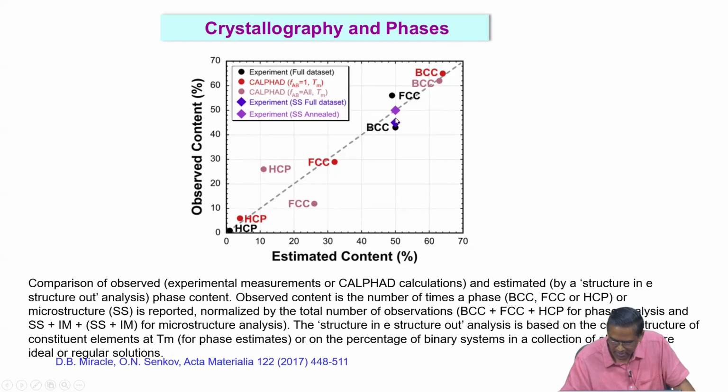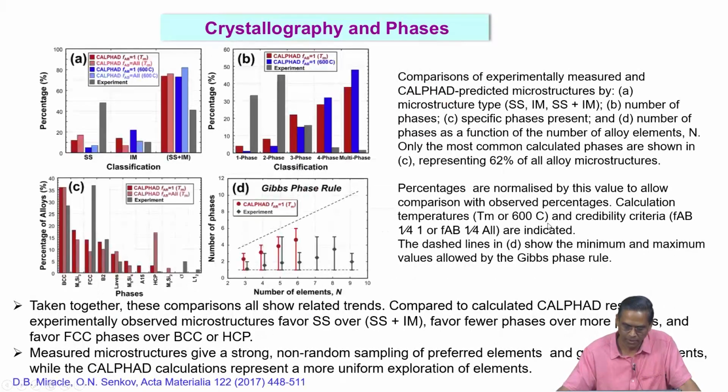This is my last slide, and we will stop here. What it summarizes is what we have looked at experimentally, what kind of microstructure it will form, and what CALPHAD predicts; they are all shown here. So what is that summary, what we are trying to get? These comparisons all show related trends. Compared to the calculated CALPHAD results, experimentally observed microstructures favor solid solution over solid solution plus intermetallic mixture, favor few phases over more phases, and favor FCC phases over BCC or HCP.